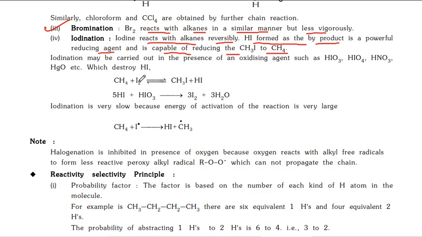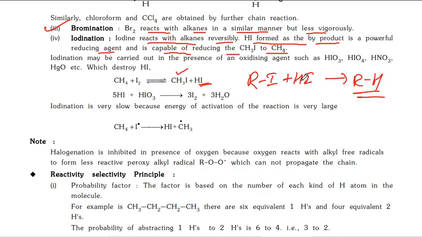Actually what happened here with iodine, of course like chlorine and bromine, it is also giving alkyl iodide. So at the same time the byproduct is HI. So this HI, again, we know that this alkyl iodide reacts with HI in a reversible reaction, again forming alkane. Okay, so it is a reversible reaction.